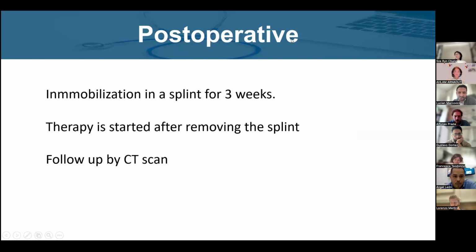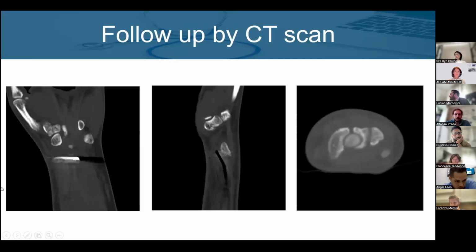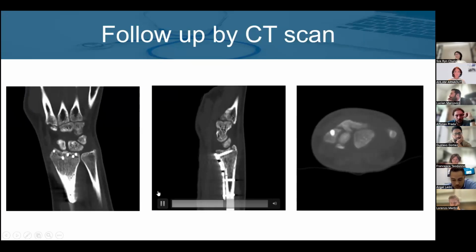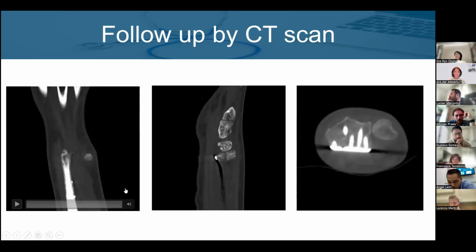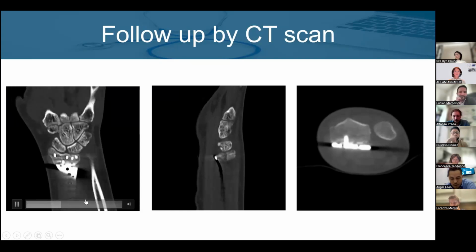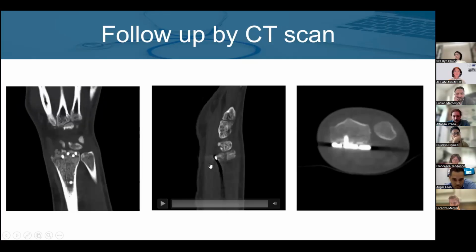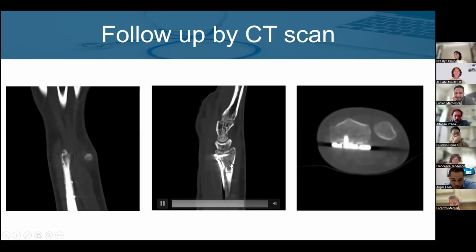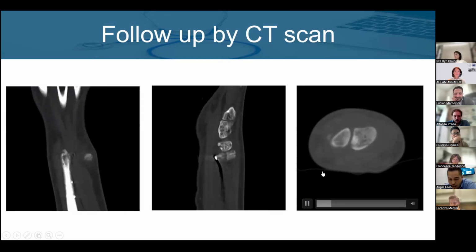Now, at the post-operative of our patient, we use an immobilization in a splint for 3 weeks. Therapy is started after removing the splint, and we follow up the case using CT scan. We have here the follow-up CT scan, and we can observe a proper reduction of the volar fracture, subchondral placement of the plate, and good position of the anchor. We can see how we can reduce the small and tiny fracture.